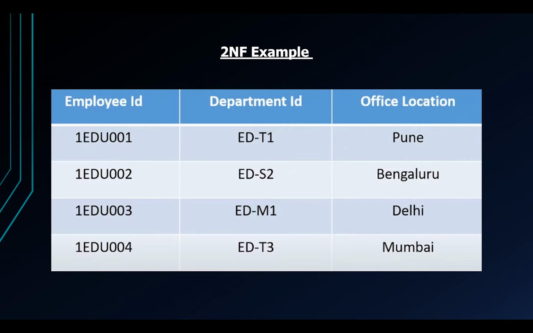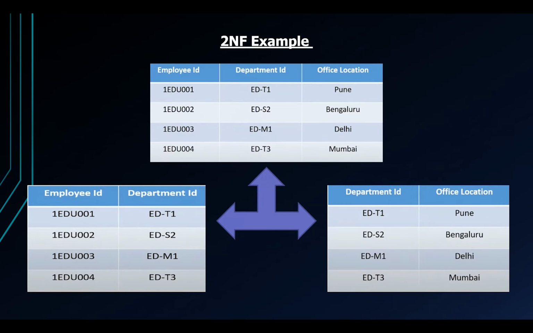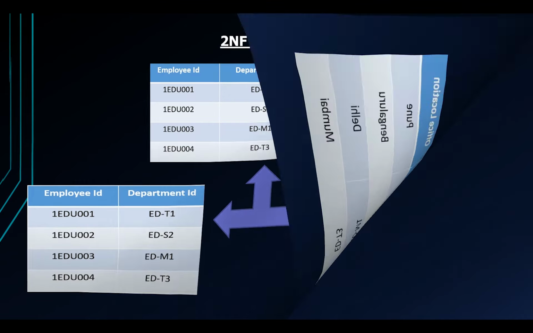So what to do in this scenario? The answer is simple. To bring this table to second normal form, we need to break the table into two parts, which will give the following tables. As we can see, we have removed the partial functional dependency that we initially had. Now in the table, the column office location is fully dependent on the primary key of that table, which is nothing but department ID. Now let's move to the third normal form.